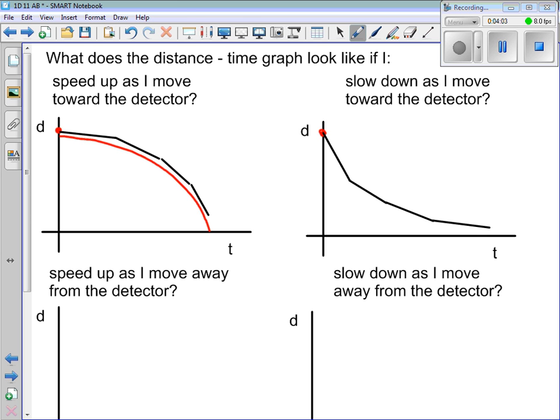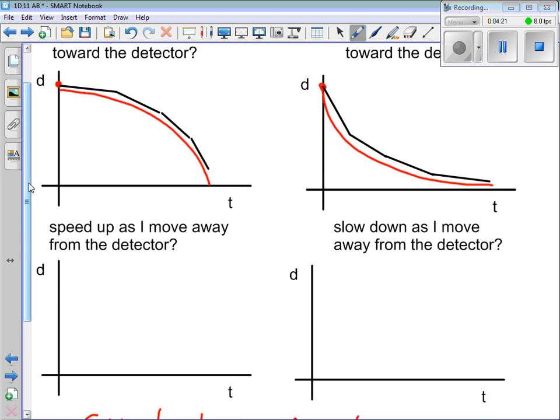So in total, my graph is going to go kind of like this. So that curved line shows what happens if I continuously slow down as I move toward the detector. Okay. What if I speed up as I move away from the detector? Well, if I'm moving away from the detector, I have to start close to it. So I'm going to start way down here, close to the detector. And my lines have to start slow and get faster and faster. So I start slow, get steeper, steeper, steeper. My line's going to go like this.